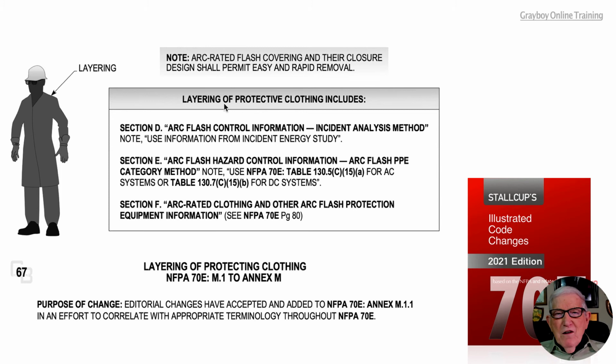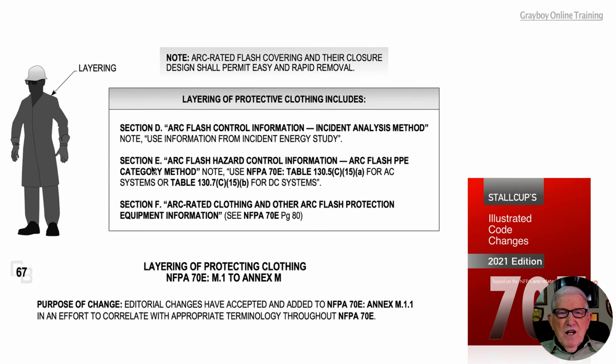Now, the layering of protective clothing may include, and in most cases does include, if we reference Section D, the arc flash control information listed there, the incident energy analysis method that's performed. We can use this information for an incident energy study to select our layering and make sure that the layering provides the arc rating necessary for the job task.